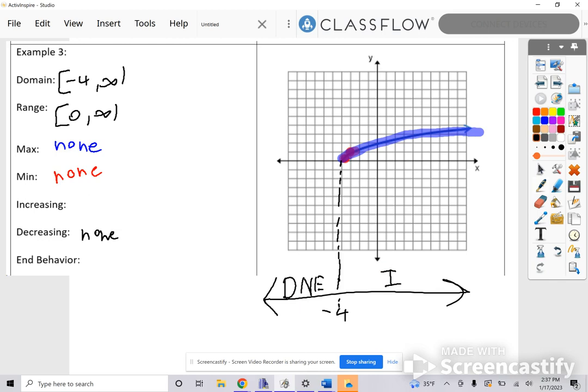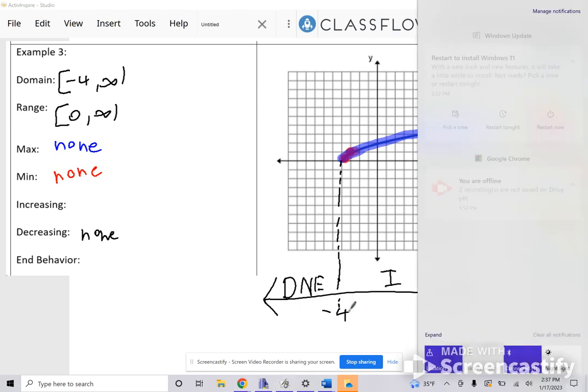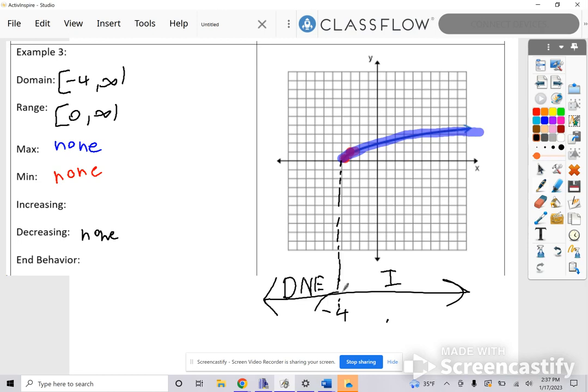Okay, and over here, it's increasing. But at -4, it hasn't started doing anything yet. And because it hasn't started doing anything right when it started existing, we're going to say, okay, well, unfortunately, it's not increasing yet. It's not until that very next spot that it starts. So -4 to infinity with parentheses.